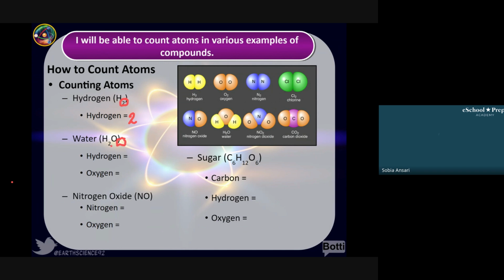So in this case, we have H2O. The 2 is in front of the hydrogen, so we have two hydrogen atoms. We don't have a number in front of oxygen, so we're going to assume there's only one oxygen atom present. The total number of atoms in this formula, H2O, is 3.